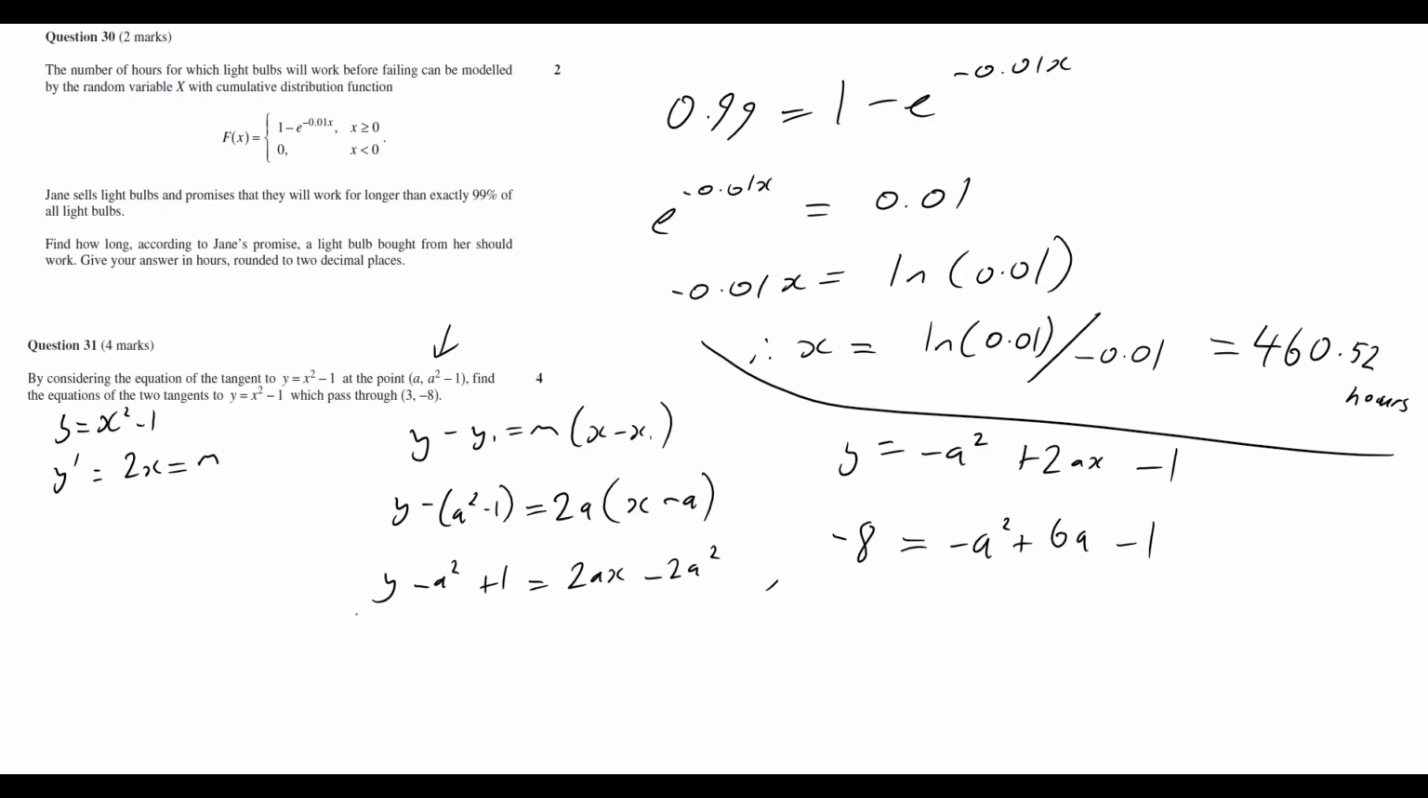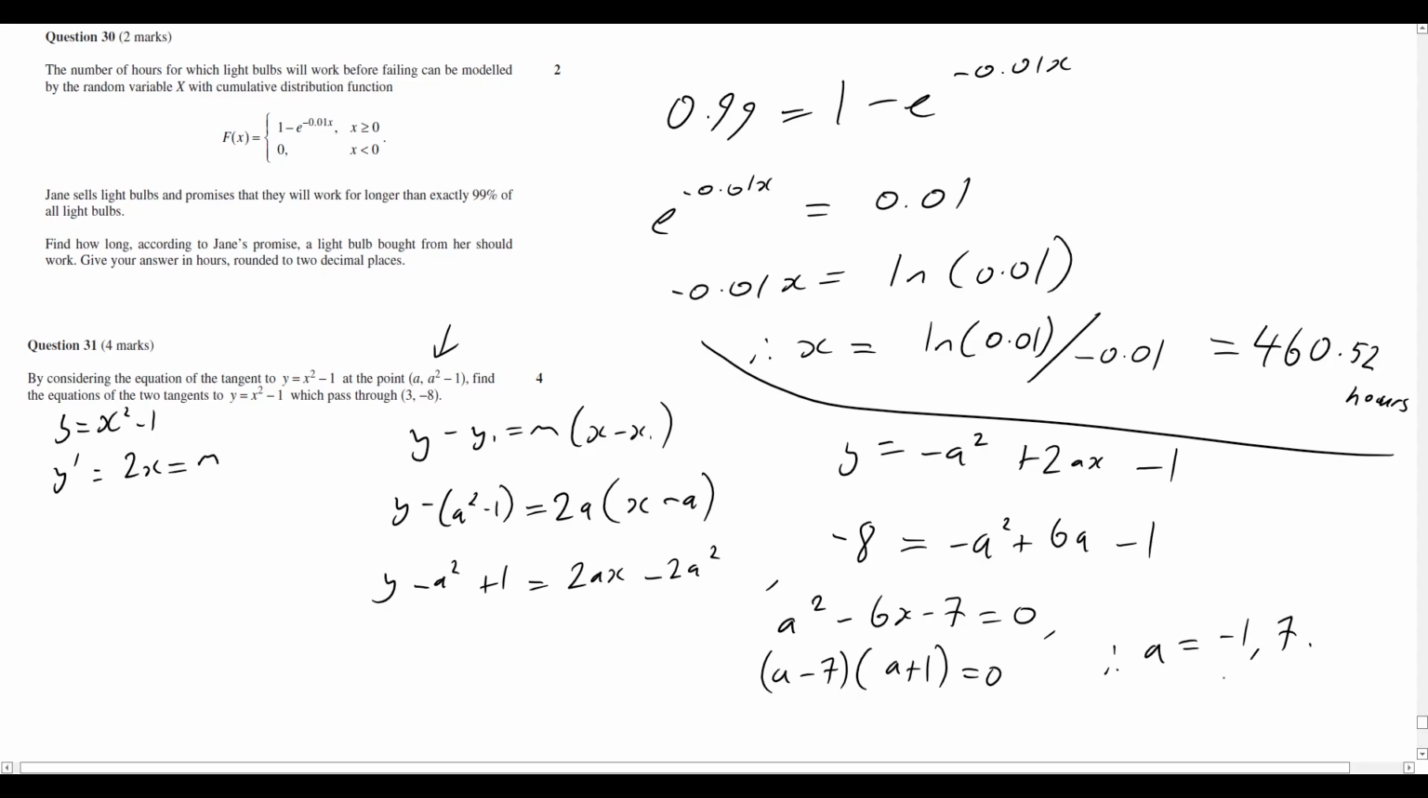Okay, so now what we end up with is just a pretty straightforward quadratic. So a squared minus 6a minus 7 equals 0. And so what we can say then is that this factorizes to simply be (a minus 7) multiplied by (a plus 1), all equal to 0. So we can say therefore a equals negative 1 and positive 7. So fantastic, now that we've done that, we've figured out what our a must be.